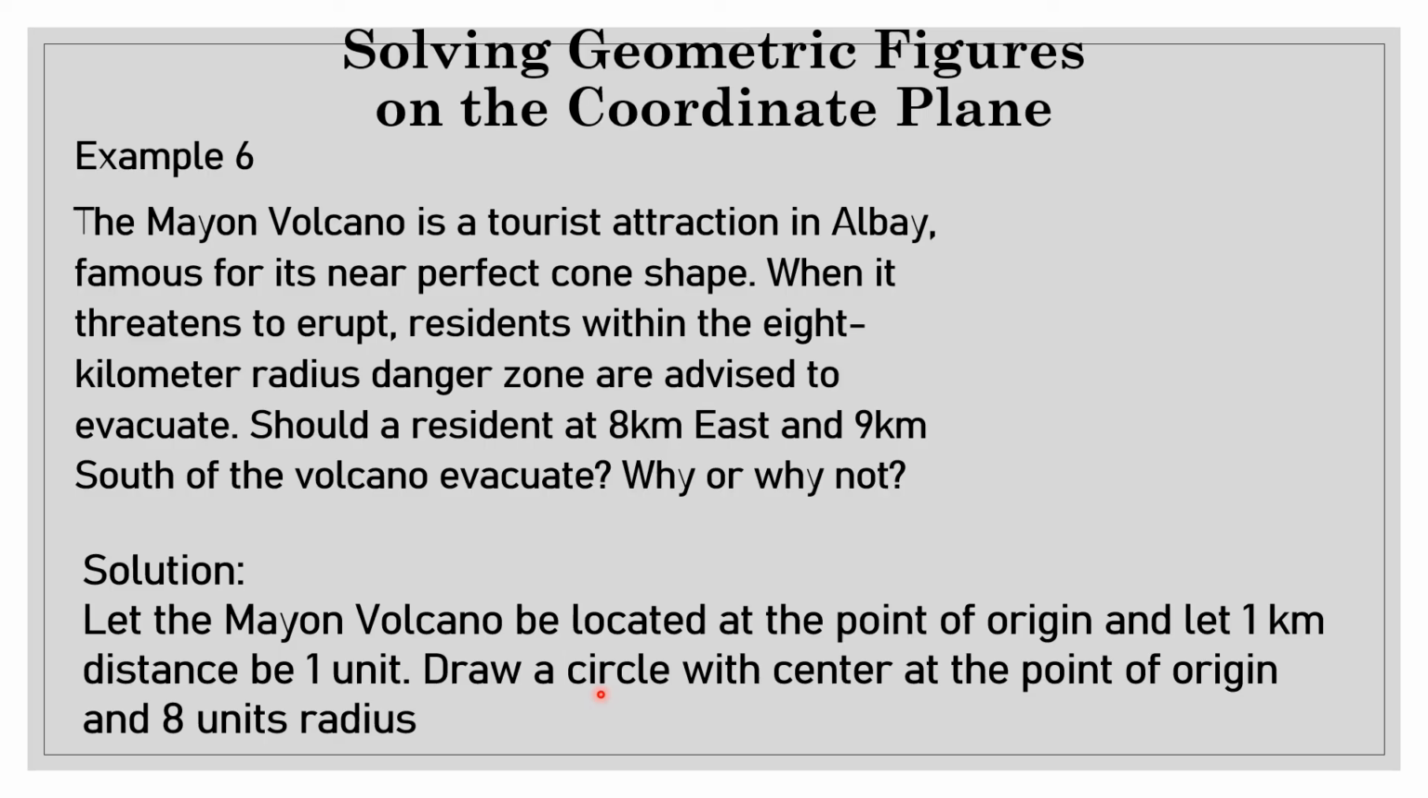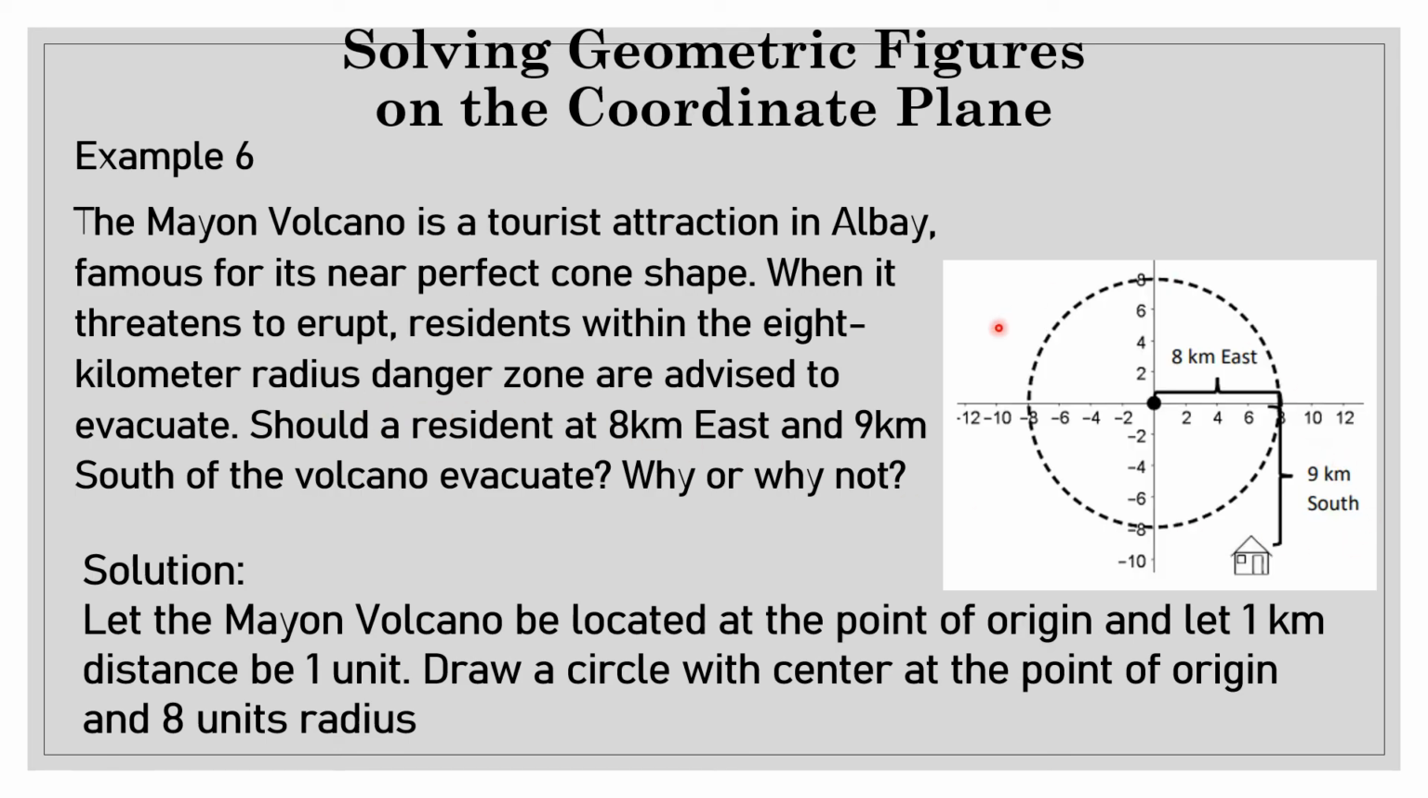Then, draw a circle with center at the point of origin and 8 units radius. So, 8 unit radius kasi nga 8 kilometer yung ating radius ng danger zone. So, pag plinat mo siya, ito yung itsura ng ating circle. Ito yung center na origin. Tapos, ang radius mo is 8 kilometer.